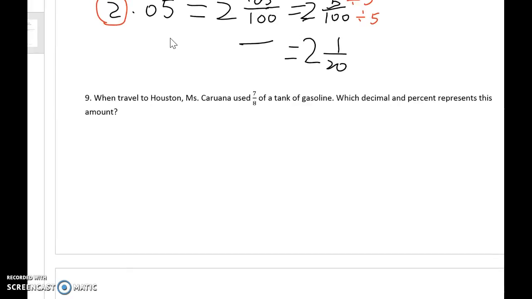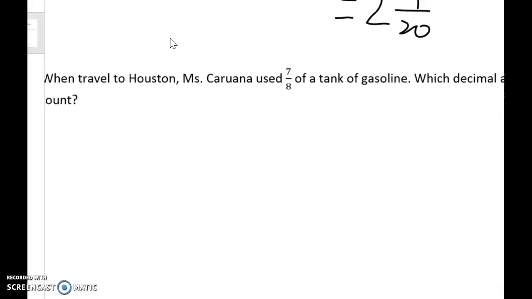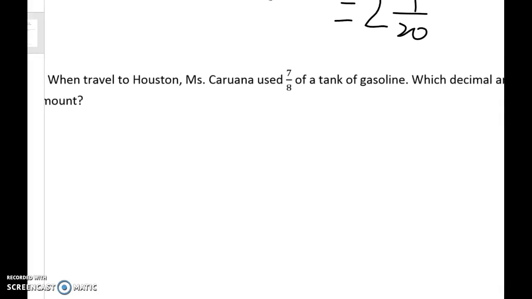Now, next question. When traveled to Houston, Ms. Caruana used 7/8 of a tank of gasoline. Which decimal and percent represents this amount? So let's take a look at this fraction, which is 7/8. So now we want to change it into a decimal and a percent. So first do the division to change the 7/8 to a decimal.